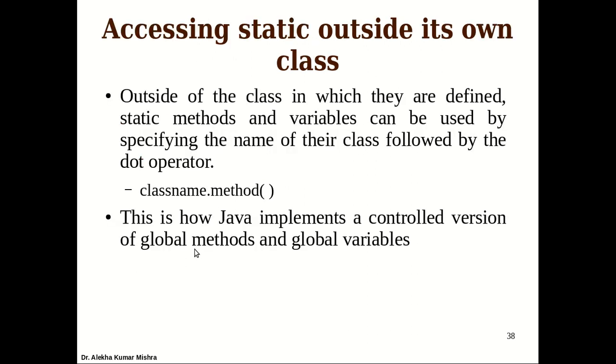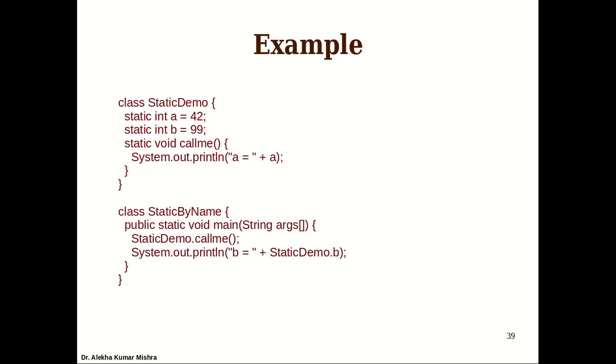Then, how do we access the static members outside their own class? If you already know C++, we use the scope resolution operator with the class name over there, but here the class name with the dot operator can be used for accessing a static method as well as a static member outside the class. Let's see an example here.